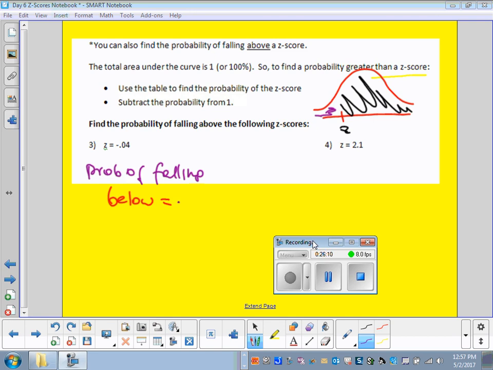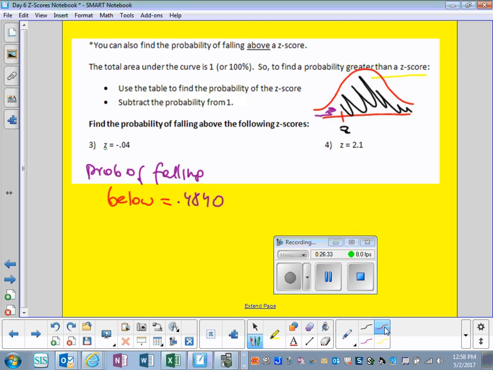No, it's 0.4840. Yes, Mary, you're right. Because first I'm looking for the row negative 0.0, which is the very last row, and I'm looking for column 0.04, which is the fifth column. Okay, so the probability of falling above this z-score will be what?